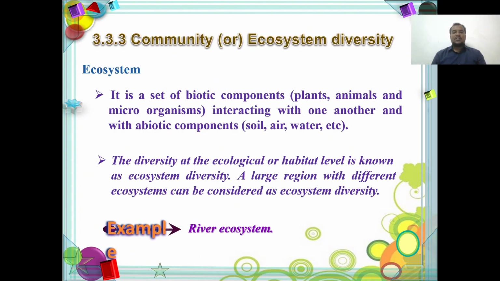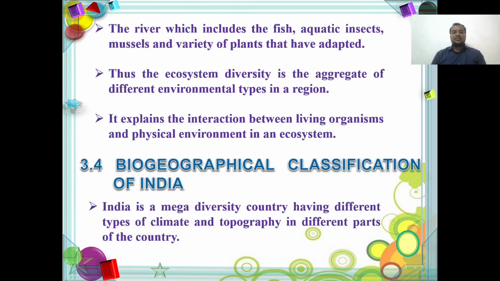Then community or ecosystem diversity. An ecosystem is a set of biotic components: plants, animals, microorganisms, human beings. These biotic components interact with one another and with abiotic components, like water, soil and other natural resources, in a system called an ecosystem. The diversity at the ecological or habitat level is known as ecosystem diversity. A large region with different ecosystems can be considered ecosystem diversity, for example, river ecosystem.